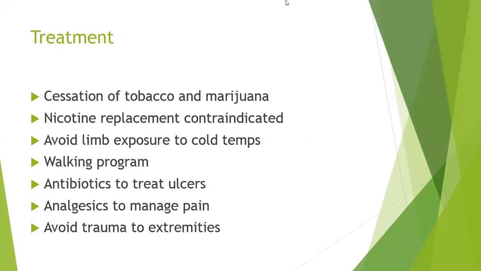Surgery is an option. Sympathectomy, which is a transection of a nerve, ganglion, or plexus of the sympathetic nervous system, or implantation of a spinal cord stimulator, or bypass surgery is another option. In severe cases, amputation may be required.